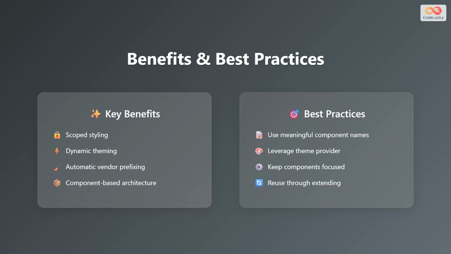Here are some of the key benefits of using styled components. It includes scoped styling, dynamic theming, automatic vendor prefixing, and a component-based architecture. Now let's talk about the best practices. Always use meaningful component names. Leverage the ThemeProvider. Keep components focused and small, and reuse code through extending existing components.